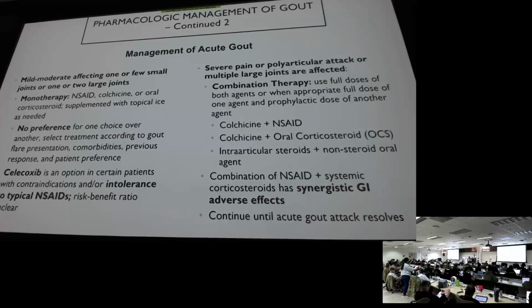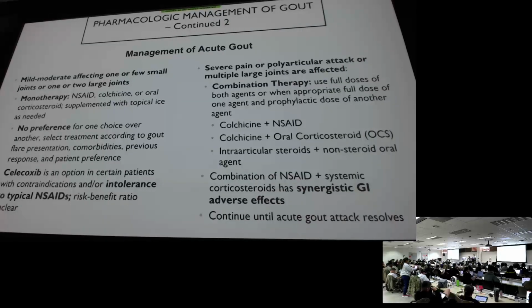No preference for the mild to moderate, so only one joint, moderate pain, you choose one: NSAIDs, colchicine, based on comorbidities, right? Or oral steroids. So if the patient can't take NSAIDs, move to one of the other drugs. If they can't take that drug, then choose one of the others. So no preference for any of the 3. Look at patient presentation, comorbidities, and any previous treatment to acute flares and what worked for them.